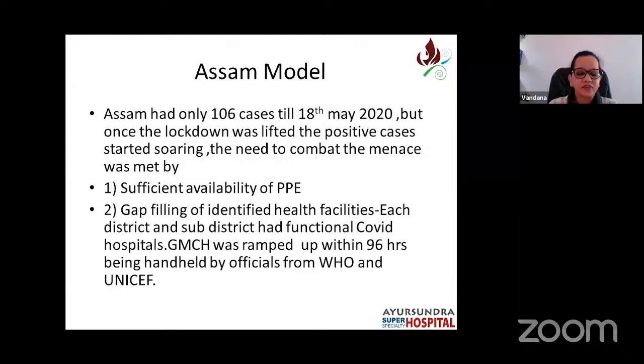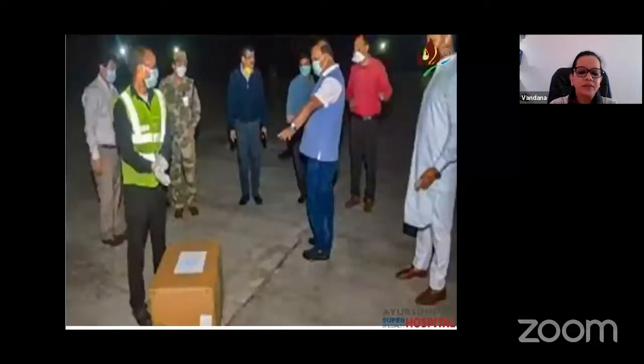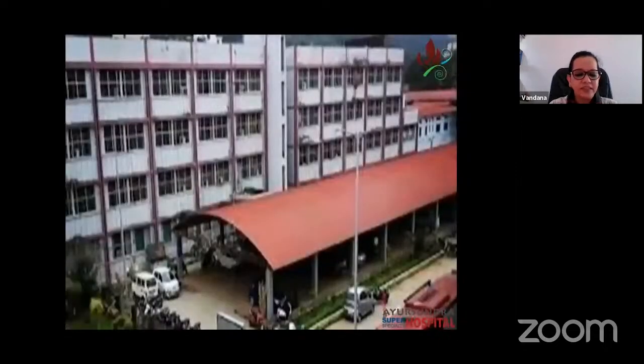The first among the strategies was the availability of PPE, and Assam was among the first states to have procured it directly from China. About 50,000 PPE landed. The next was getting up the facility. Guwahati Medical College and Hospital, a 1,500-bedded referral hospital, was converted into a full-fledged COVID hospital with help from the WHO and UNICEF officials. This was done at a war footing and completed within 96 hours.